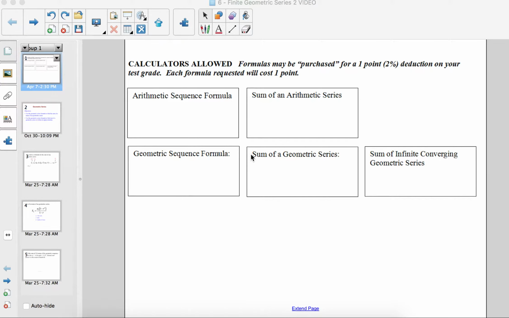Hello students. Before we get started, remember that you need to know these 5 formulas for the test, so I would practice them even though I won't be there. So far we know the arithmetic ones and we know the first geometric. Today we're going to learn the sum of the geometric.